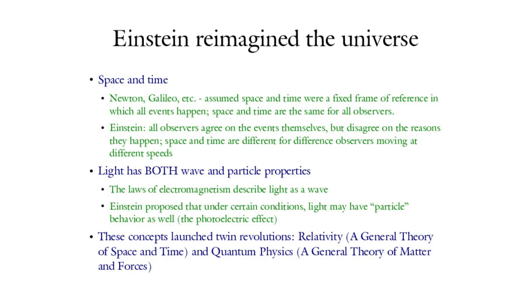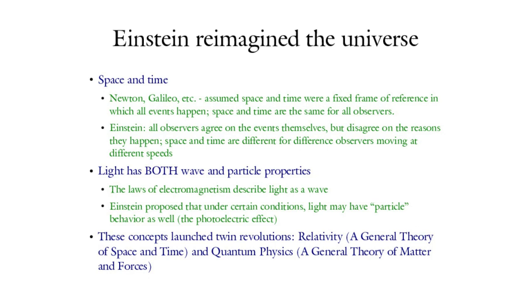Einstein also recognized that there were some experiments that suggested that, yes, light's a wave, but you can't explain the outcome of some experiments by assuming it is only a wave. If you assume it's sometimes a particle, like a little blob of energy that scatters off of something, that better explains some experiments out there, like the photoelectric effect. The laws of electromagnetism describe light as a wave, not a particle. Einstein proposed, however, that under certain conditions, light may have a particle behavior as well, and that culminates in this experiment called the photoelectric effect.